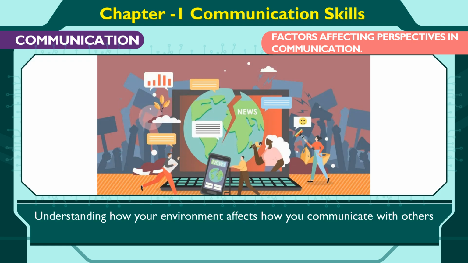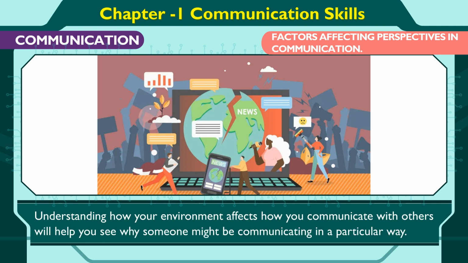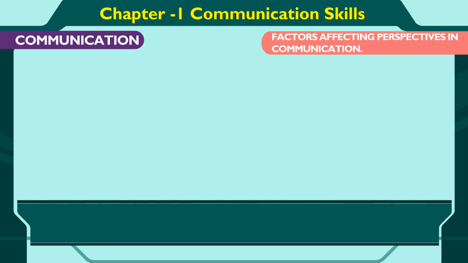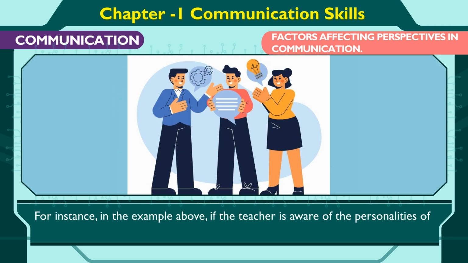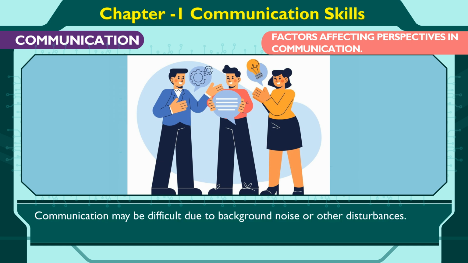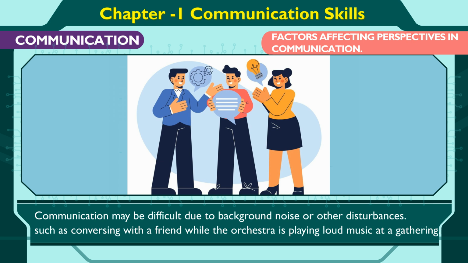Understanding how your environment affects how you communicate with others will help you see why someone might be communicating in a particular way. This knowledge enables you to design or pick a setting that promotes certain types of communication. For instance, in the example above, if the teacher is aware of the personalities of her students, she may make appropriate decisions for the class. Communication may be difficult due to background noise or other disturbances, such as conversing with a friend while the orchestra is playing loud music at a gathering.